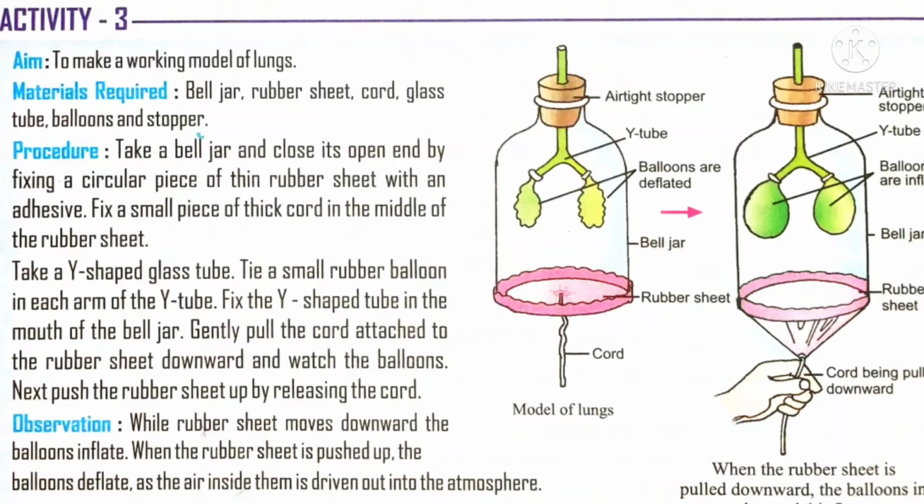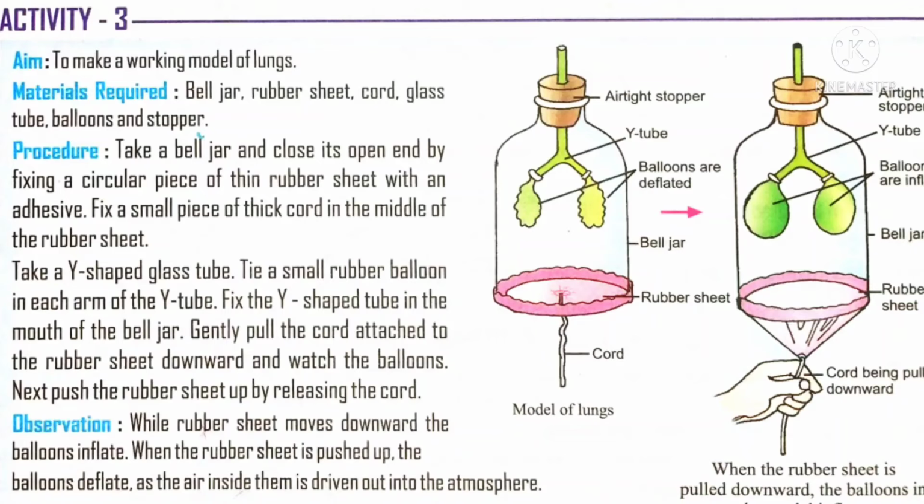Now gently pull the cord attached to the rubber sheet downwards and watch the balloon, and also push the rubber sheet up by releasing the cord. What do you observe? When you pull this cord or this rubber sheet downward, the balloon will be inflated. In the same way, when you release the rubber sheet, the balloon will be deflated. This is the way our lungs function while breathing as well as respiration.